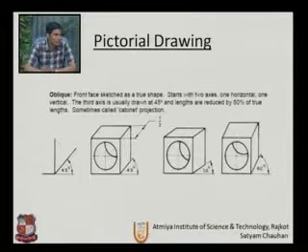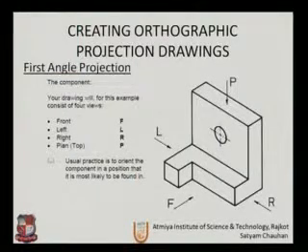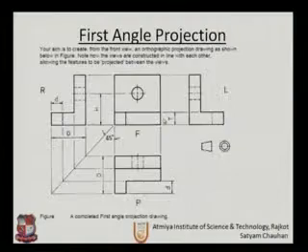So it's sometimes called cabinet projection. To create orthographic projection on the drawing, we are using the front view, left view, side view, and the top view, we can say plan. So we are using these four sides to draw the projections.